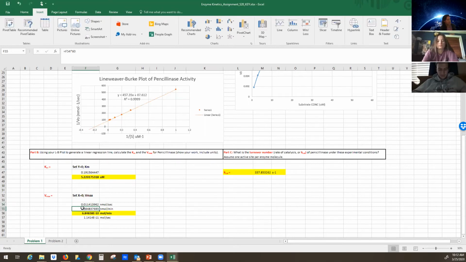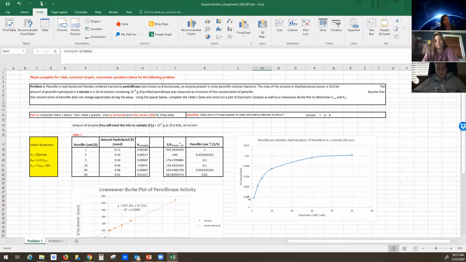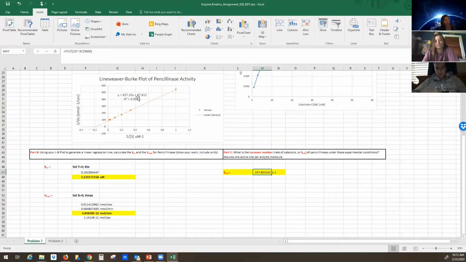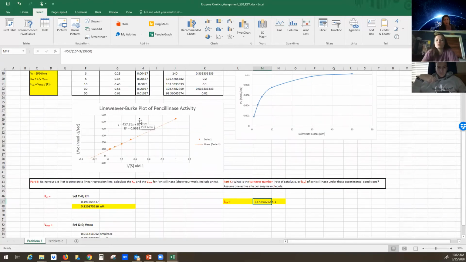Then there are a series of conversions that you can go through to convert back to nanomoles per minute, and then moles per minute, which is really important. You could alternatively multiply by 10 to the negative 9 to get moles per second. And the moles per second are what we use to figure out what our Kcat is, or our rate of catalysis. Problem one is really just setting you up to figure out how to construct a Lineweaver-Burk plot, how to interpret it, and how to figure out what your Km and Vmax are for any given enzyme by doing that kind of analysis.